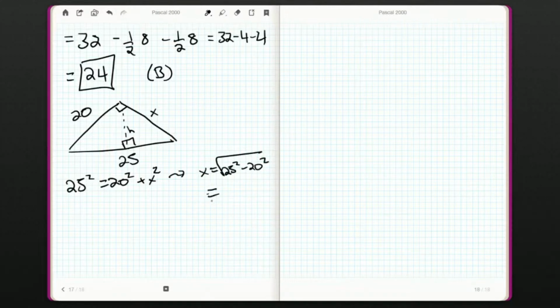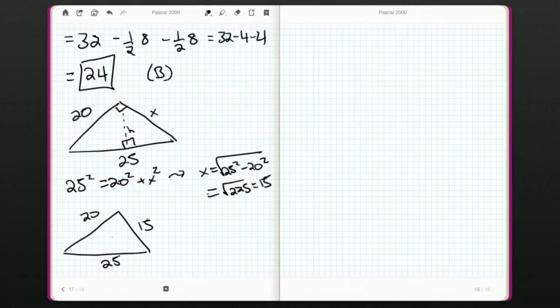And that should be 625 minus 400, 225, so square root of 225. 15. Okay. So now my triangle looks like this. 15, 20, and 25. You'll notice that this is really just a 3, 4, 5 triangle in disguise. But how do we get this pesky h? Well, we know, for example, that it's a height. I can see two ways to do this.